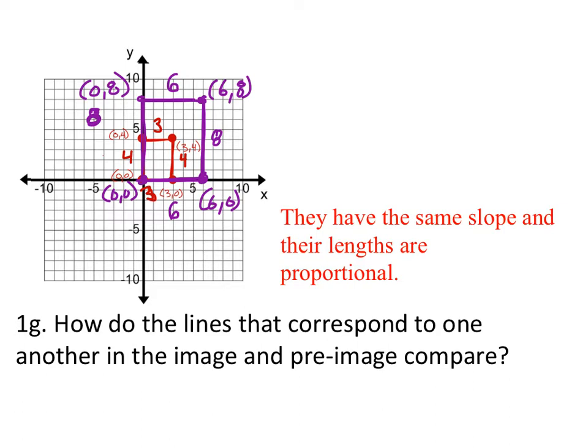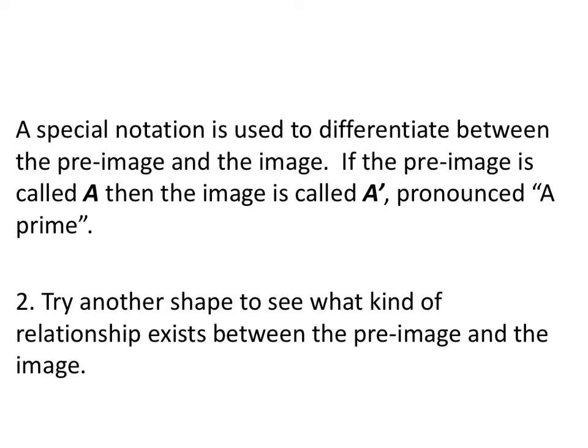So the slopes of these are all the same. If they're vertical, they stay vertical, or if they're horizontal, they stay horizontal. But we'll see other examples on this where they are not horizontal or vertical, or all of them are. We've seen this before, but a special notation is used to differentiate between the preimage and the image. If the preimage is called A, then the image is called A prime, pronounced, again, A prime.